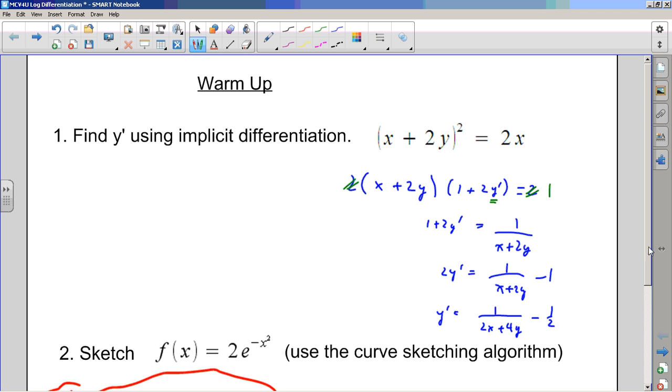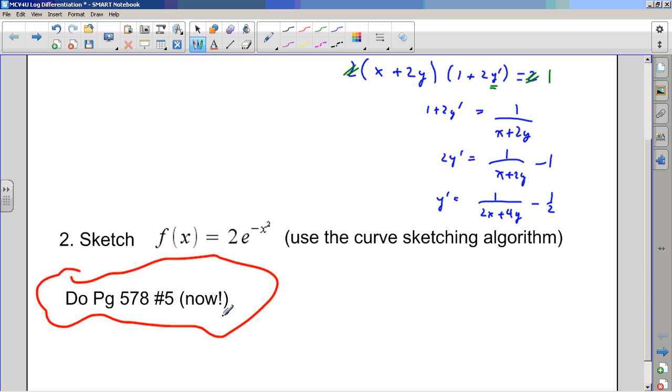The next one, and I've already done this. Notice there's a question for you to try maybe after you watch the lesson, depending on how much time you have. There's not too much to do with today's homework, so you can save that for later. That's a curve sketching one that's got to do with exponential functions. So asked to graph this, use the curve sketching algorithm, and here we go.